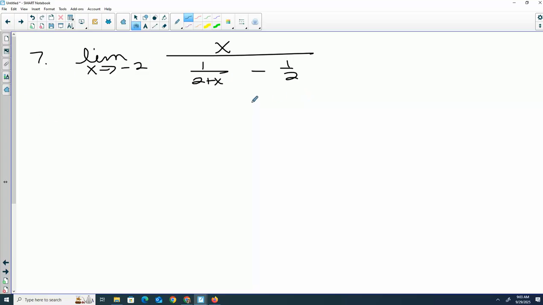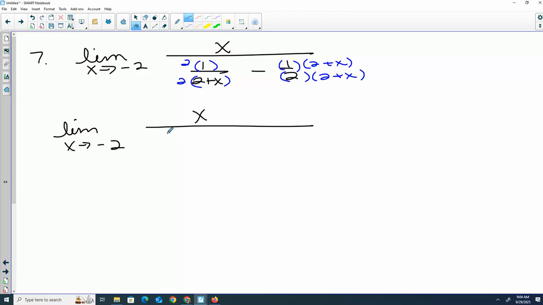Can I just plug in my negative 2? No. So we have to do what here? Common denominator. You kind of did that on question number 12, except that one was pretty easy to put together. But if I want to get a common denominator, this has to get multiplied by 2 on top and bottom. This one gets multiplied by 2 plus x on top and bottom. Still writing my limit symbol. So we have x over 2 times 2 plus x minus 2 plus x over 2 times 2 plus x.